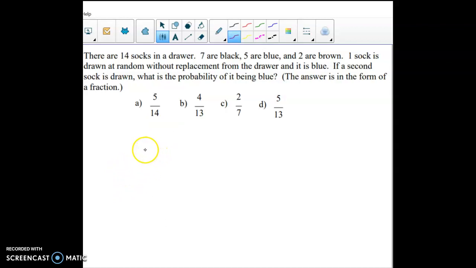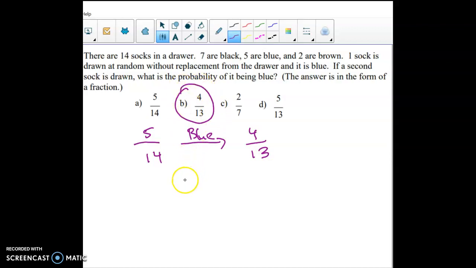Okay, so when we start off, there's 14 socks, and then there's 5 that are blue. So this would be for the first sock being blue, but then we draw a blue one without replacing it. Now we want to know for the second sock, what is the chance we get blue? So now there's only 4 blue ones left out of 13 total, right? Because 1 blue one is taken out without replacement. So that would be that. That's the chance the second sock is blue, given that the first one has been drawn blue.